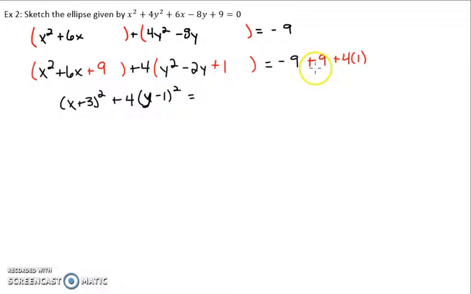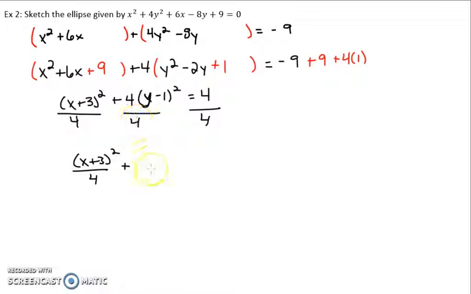Negative 9 and 9 are going to cancel each other out, so we're going to be left with just a 4 there. And if you look at your standard form of the equation, this number has to be a 1. So we're going to divide everything by 4. So we're going to get (x + 3) squared over 4, plus our 4's are going to cancel, so we're going to say (y - 1) quantity squared. And we're going to go ahead and put that over 1, even though we don't need to. It's going to help us look at the graph a little bit easier. And that's going to equal 1.